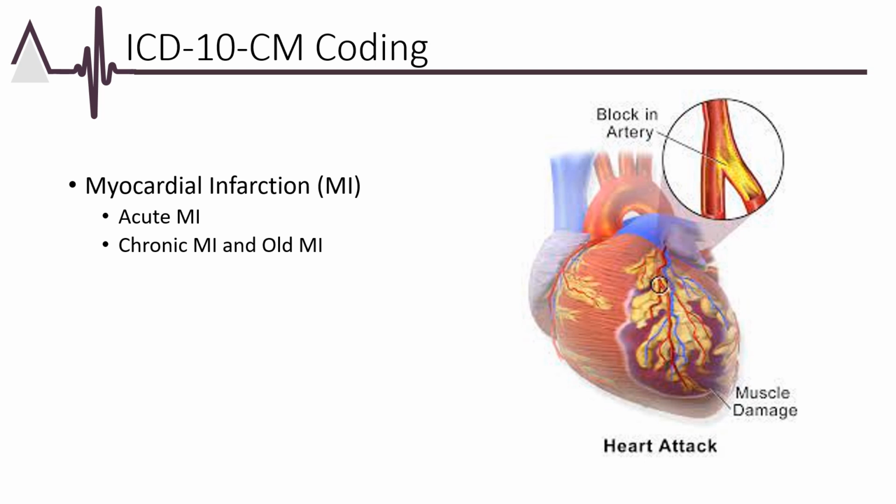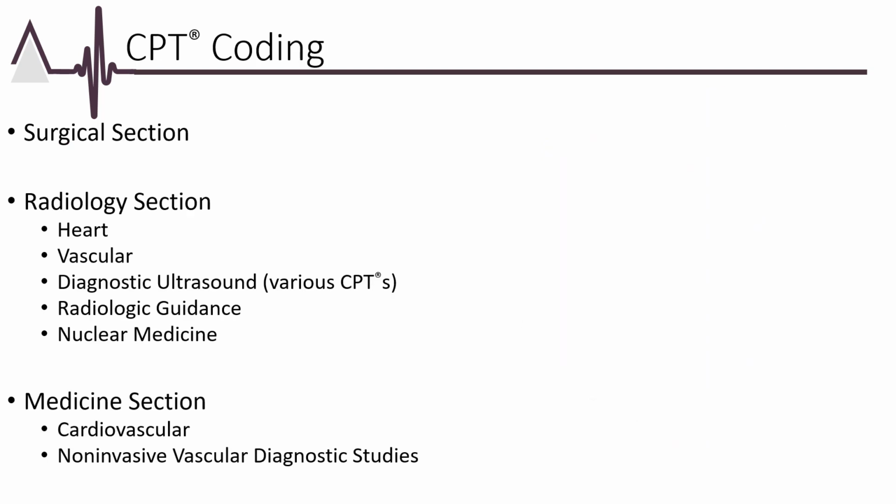There is only one code for an old MI, which is I25.2. With an old MI, the patient is asymptomatic and does not require any further treatment. If the patient requires continued care or is symptomatic after 4 weeks, the appropriate aftercare code is used and not a code from category I21. Cardiology coding uses codes from 3 different sections of CPT: surgical coding, radiology coding, and the medicine section.